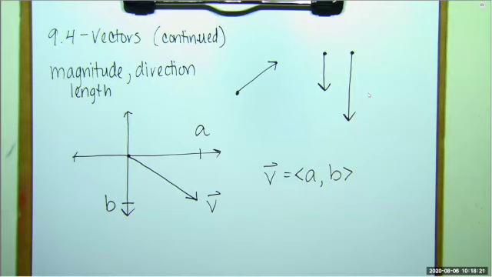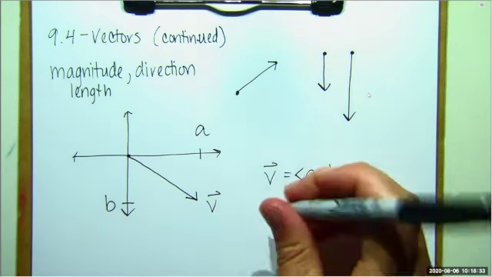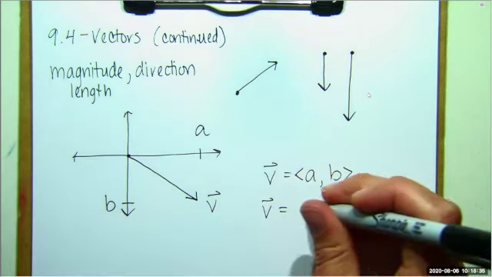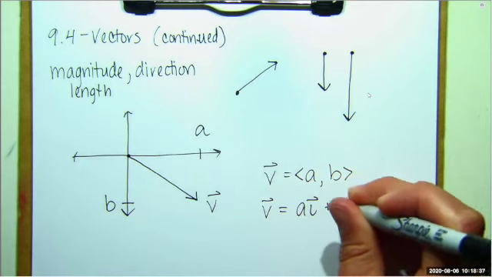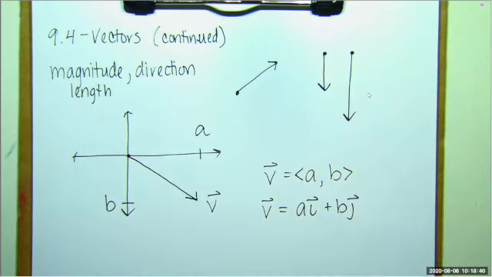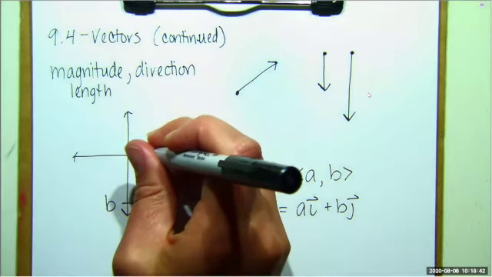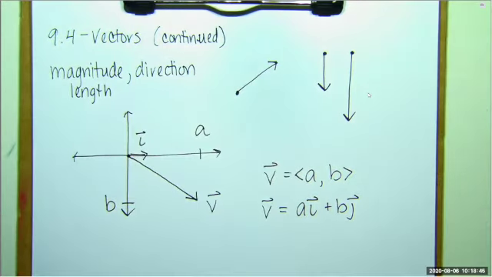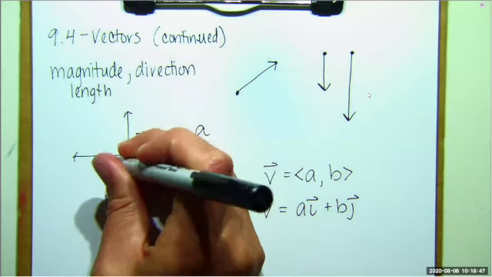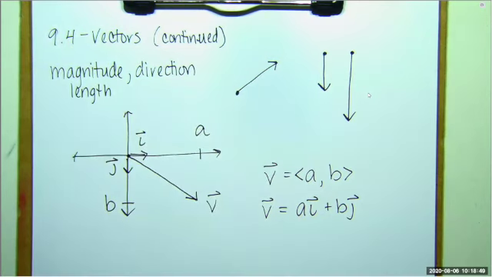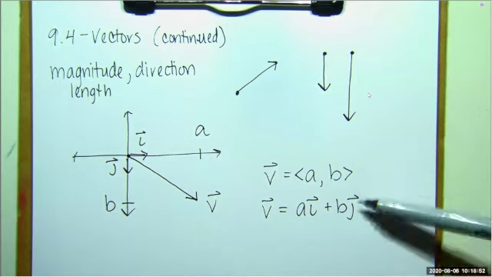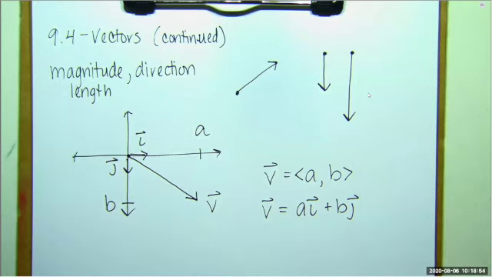Okay, then what we also saw at the end of last class is we can also write it as the sum of multiples of its horizontal and vertical unit vectors. So we could also write it as ai plus bj, where i is the unit vector in the horizontal direction and j is the unit vector in the vertical direction. Okay, so two different ways to write a vector, and we did a little bit of vector math last class.